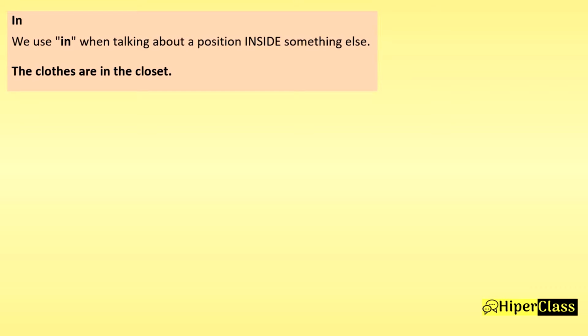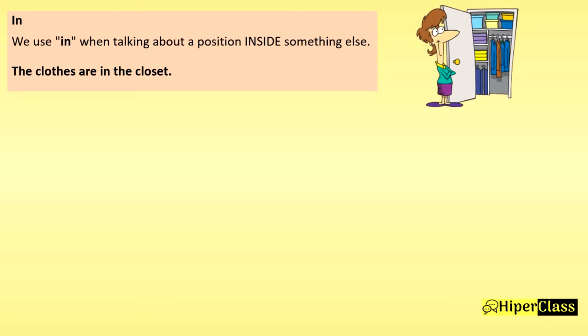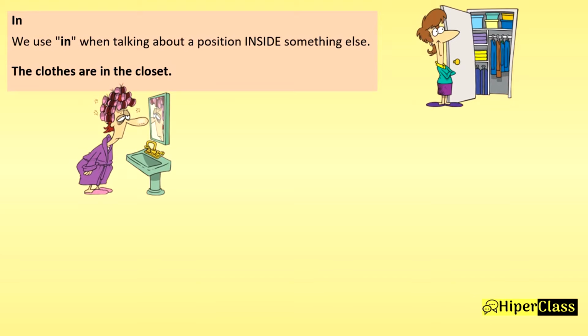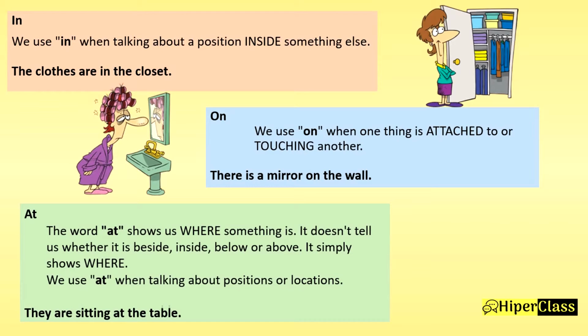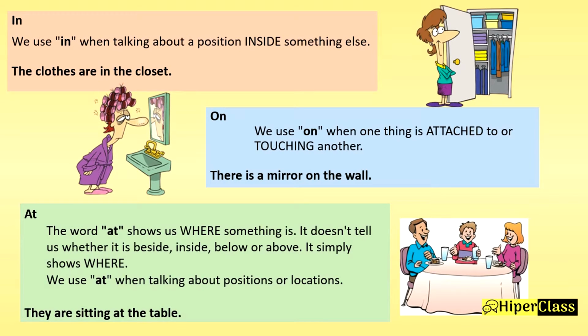In, on, and at. We use in when talking about a position inside something else. The clothes are in the closet. On. We use on when one thing is attached to or touching another. There is a mirror on the wall. At. The word at shows us where something is. It doesn't tell us where it is beside, below, or above. It simply shows where. We use at when talking about position or locations. For example, they are sitting at the table.